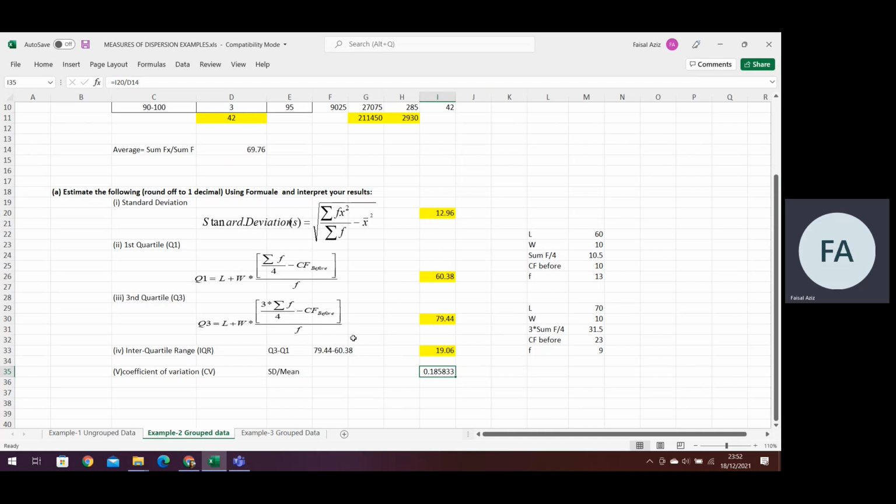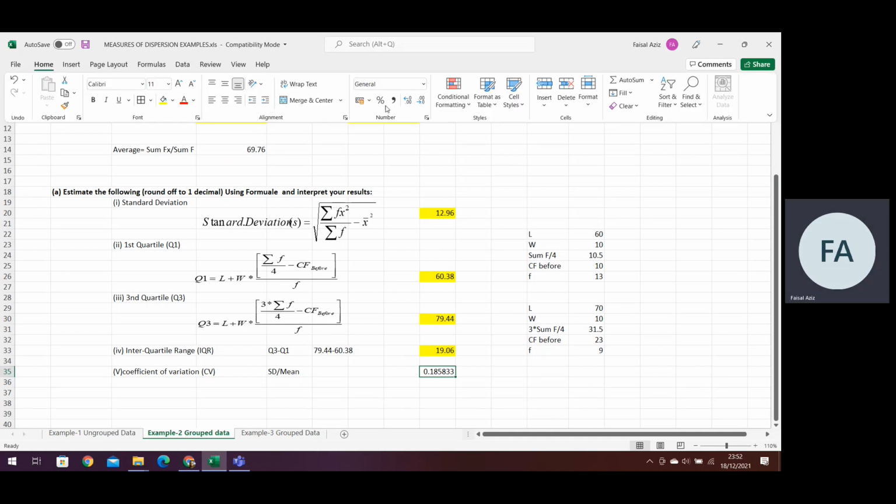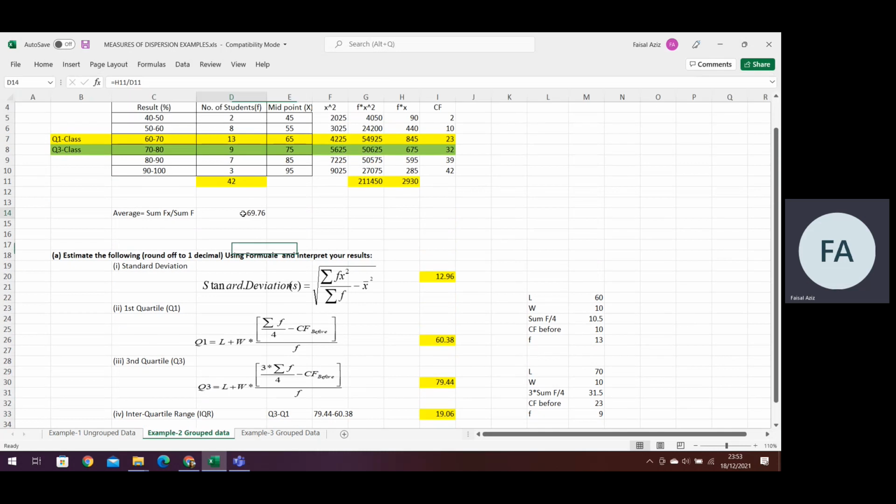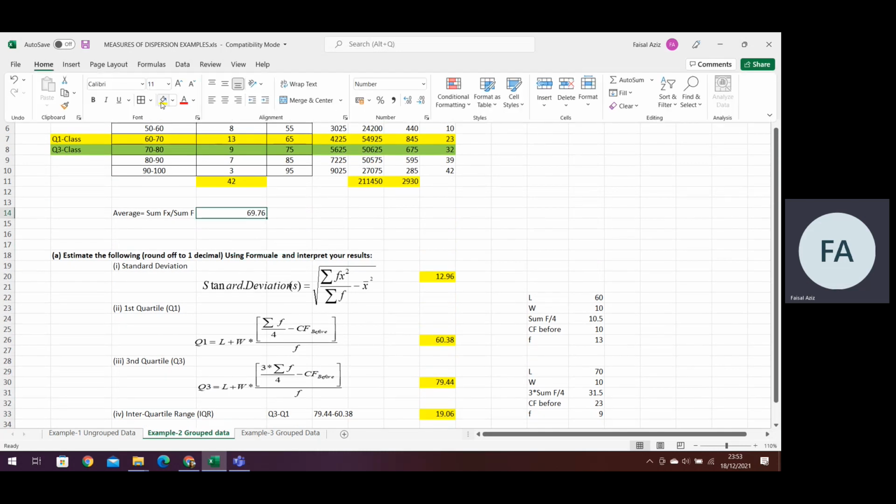As I said in the previous question, the coefficient of variation is always in terms of percentage. So I will have to convert it into percentage by clicking on the percentage sign. So this comes to 19%. If you reduce it to 2 decimal places, exactly it is 18.58% variation in the data. So I'm just going to highlight it in yellow. These are the requirements we have answered regarding this question.